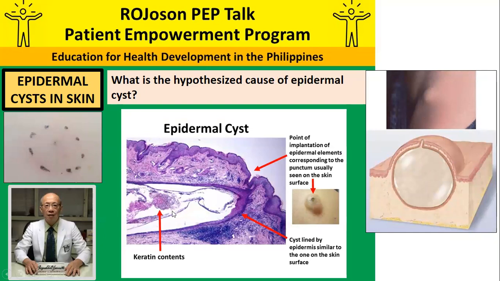To illustrate further, so this is the punctum here will be the point of implantation of the epidermal elements. And then there is a cyst that is lined by epidermis, similar to that of the skin here. It forms a capsule, and then the inside content will be the keratin materials or skin secretions.